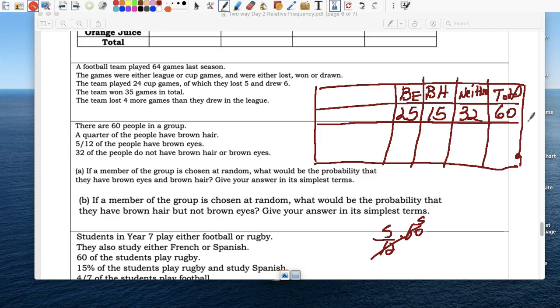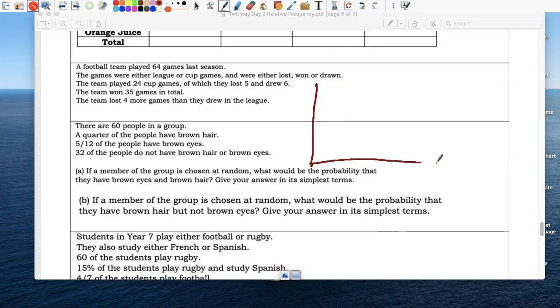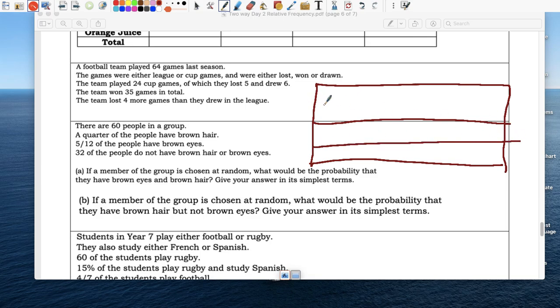No, I'm getting stuck on this. It's probably they have brown hair and brown eyes. So brown eyes, brown hair. No. So I think the categories are a little bit messy. Okay. Total. On this side, I'm going to have brown eyes, no brown eyes.